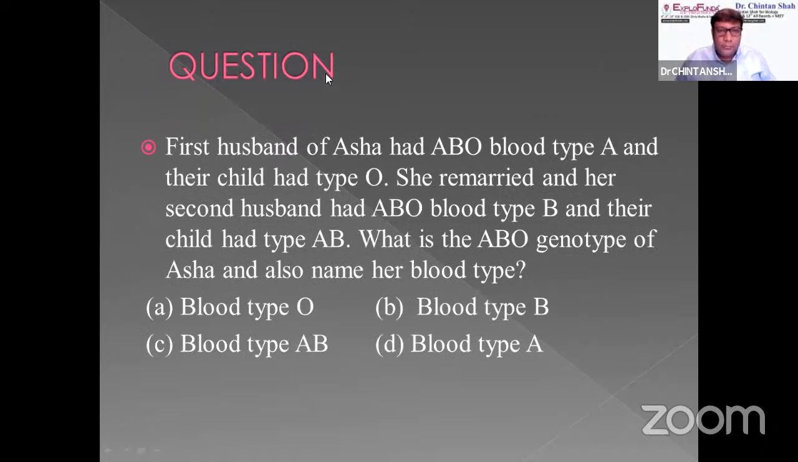26th. Okay, we are talking about Asha, and this is really a good question. So, the first husband of Asha had ABO blood type A, and their child had type O. She remarried, and her second husband had ABO blood group type B, and their child is AB type. So what is the ABO genotype of Asha, and also name her blood type.